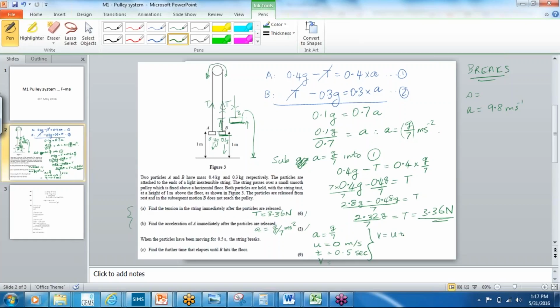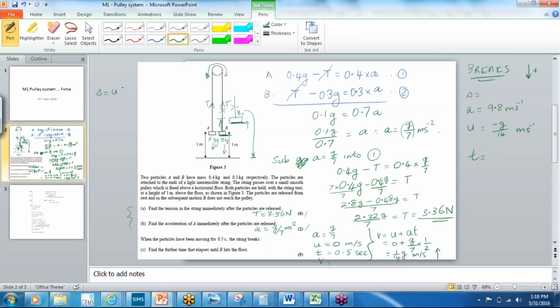V equals u plus at, 0 plus g over 7 times half a second, so it's g over 14. Now that is this direction up, so that the initial velocity, if down is positive, it's heading up. So we will make that negative g over 14 meters per second. And we need to find how far did it travel in half a second. Well, let's work that out.